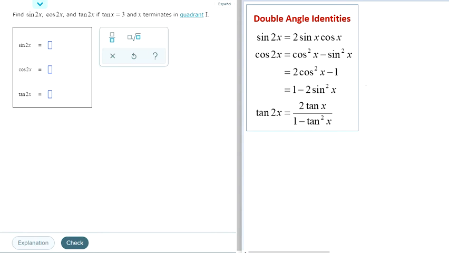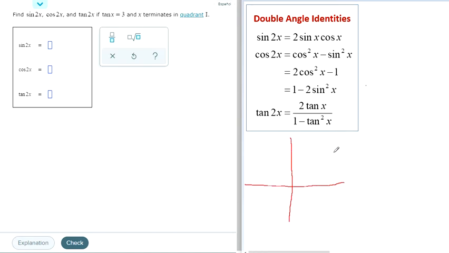Okay, so we're given that tangent x equals 3. And then we're told x terminates in quadrant 1. That's actually where you want to start these problems. So quadrant 1, oh, that's not deep enough. Let's try that one.